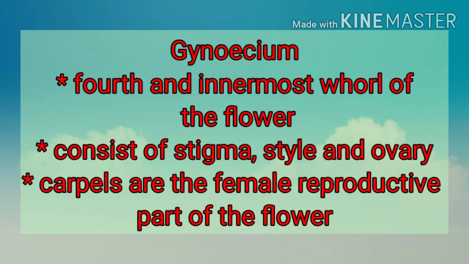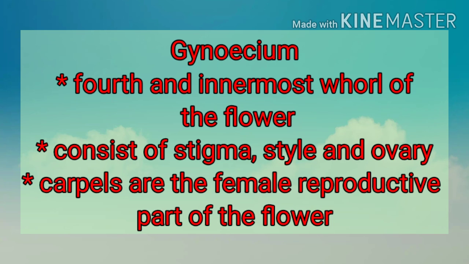Now we discuss about gynoecium. Gynoecium is also called pistil. It is the fourth, innermost whorl of a flower. It consists of one or more carpels. These carpels are the female reproductive part of a flower. Carpels may be free or joined. Carpels consist of ovary, style and stigma.